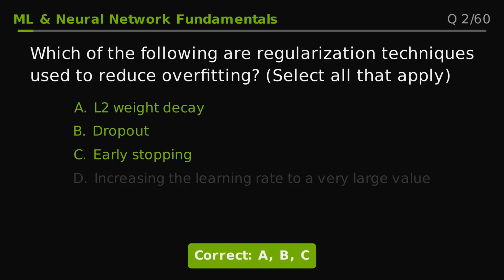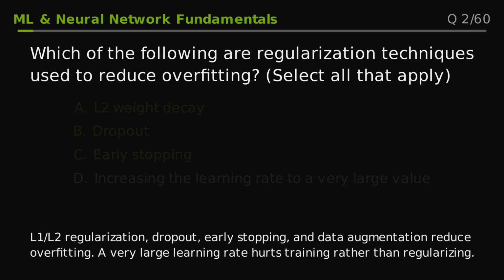The correct answers are A, B, and C. L1/L2 regularization, dropout, early stopping, and data augmentation reduce overfitting. A very large learning rate hurts training rather than regularizing.